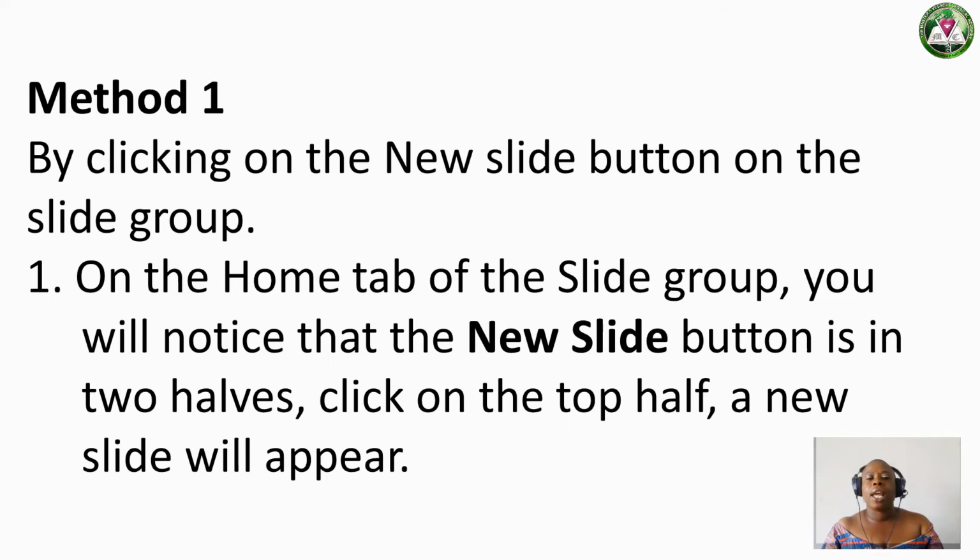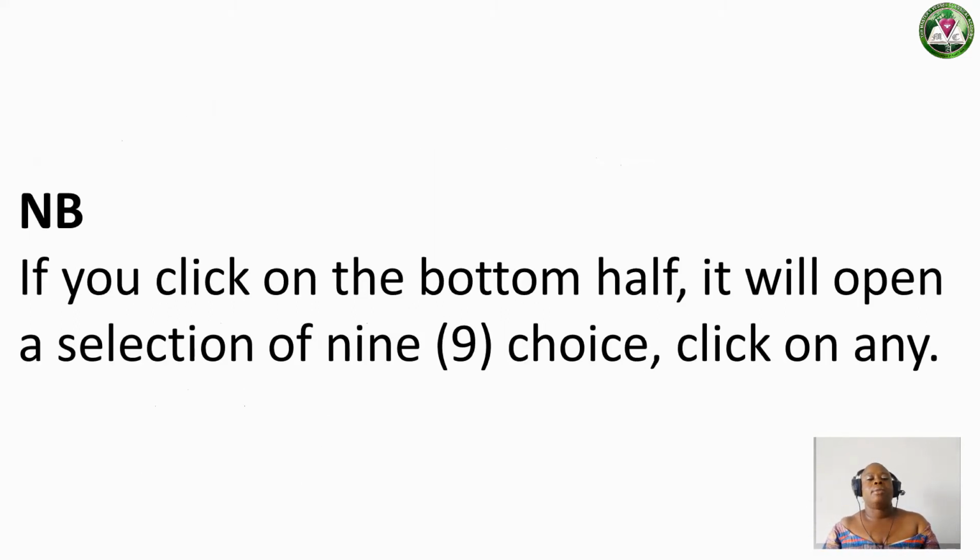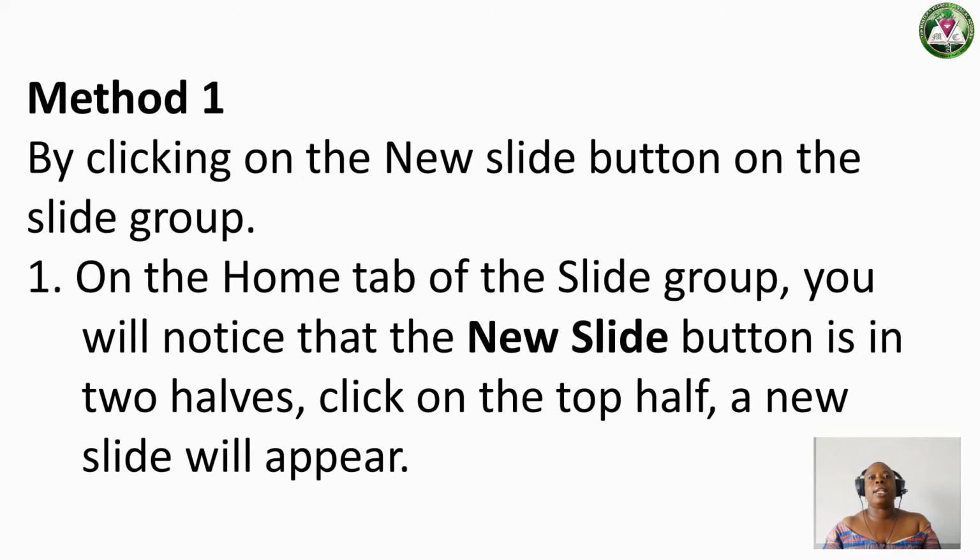If you watch closely, you will see the new slide button has 2 halves, the upper and the lower. They divide that button into 2. If you click on the top half of the new slide button, the new slide will appear. But if you click on the lower half, a selection of slide layouts will appear. I say that new slide button is divided into 2. That particular button has the upper and the lower. If you click on the upper part of that new slide button, a new slide will automatically display.